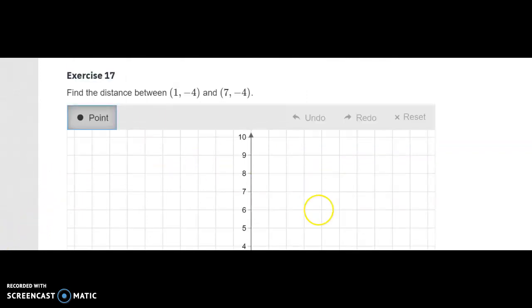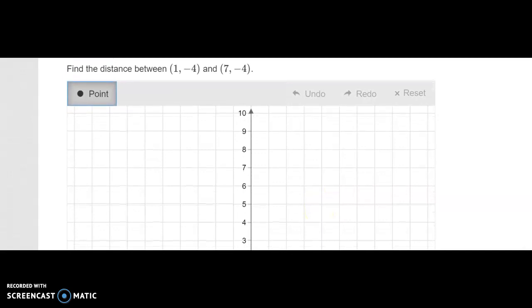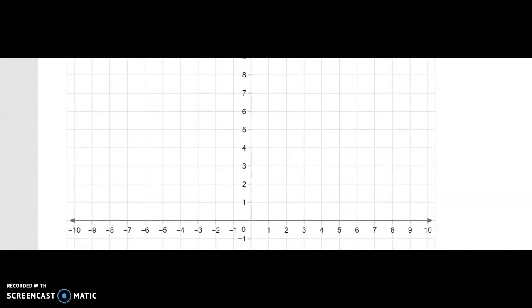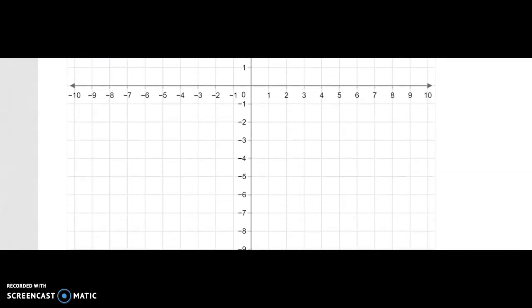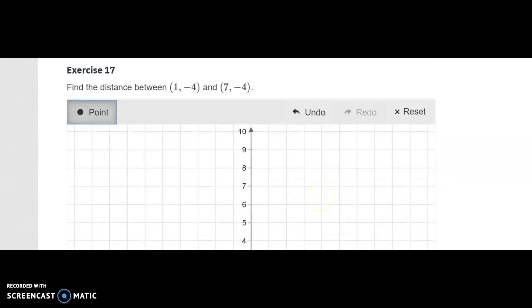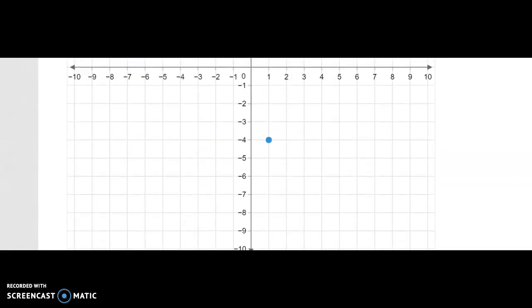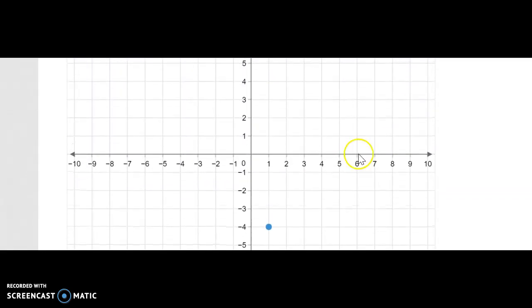Exercise 17, find the distance between 1 and negative 4. So here's our 1 and our negative 4. And the second number is 7 and negative 4. So we're going to go over to 7 and negative 4. And so then we're going to count 1, 2, 3, 4, 5, 6. So the distance between these two numbers, or 7 take away 1, is going to give us 6.